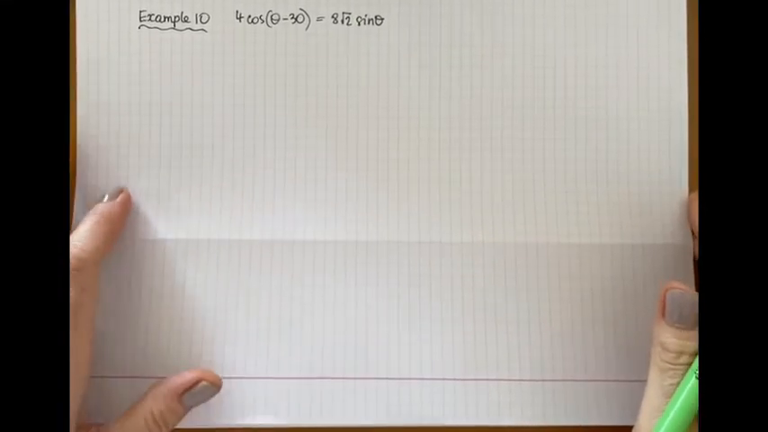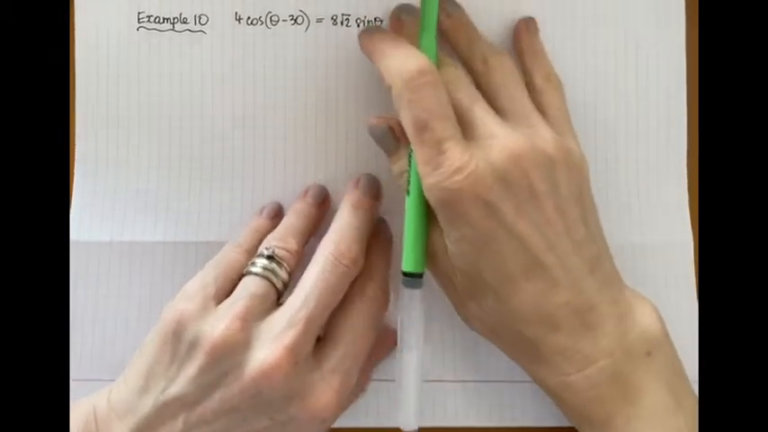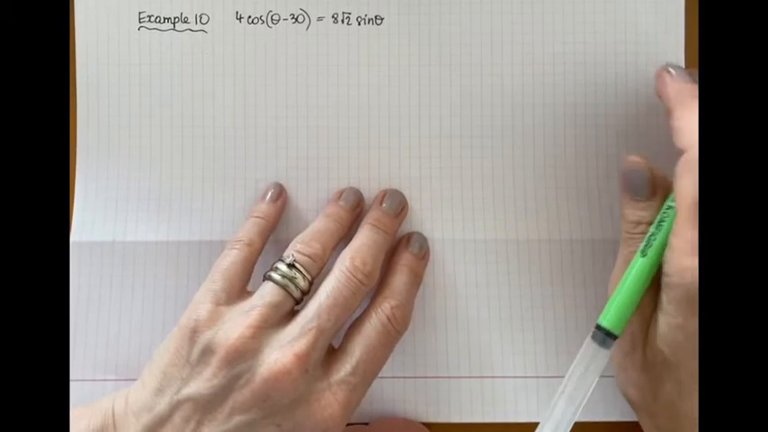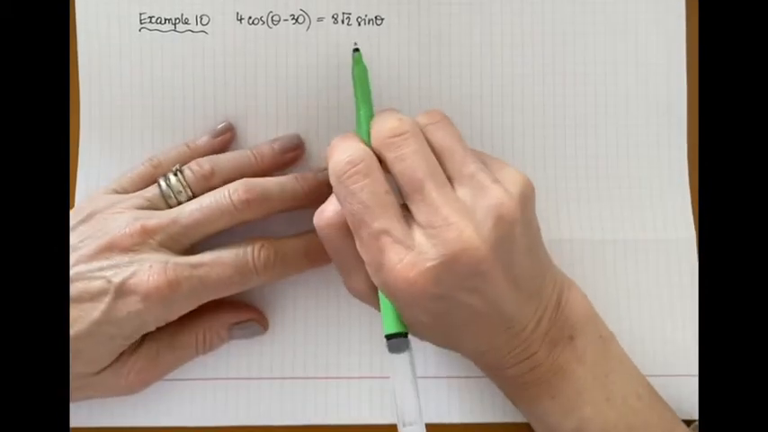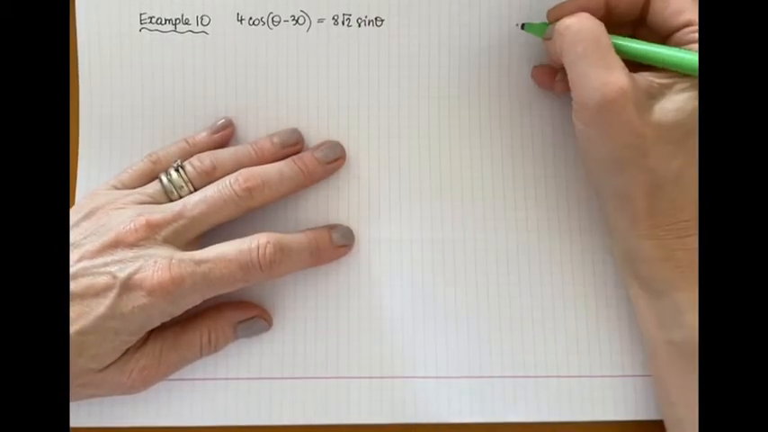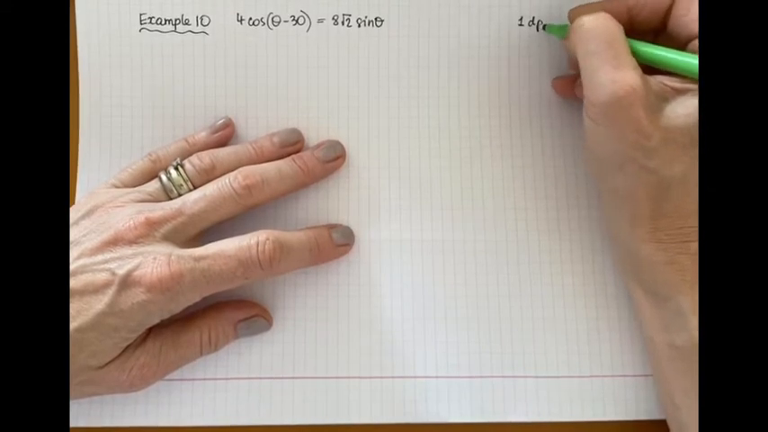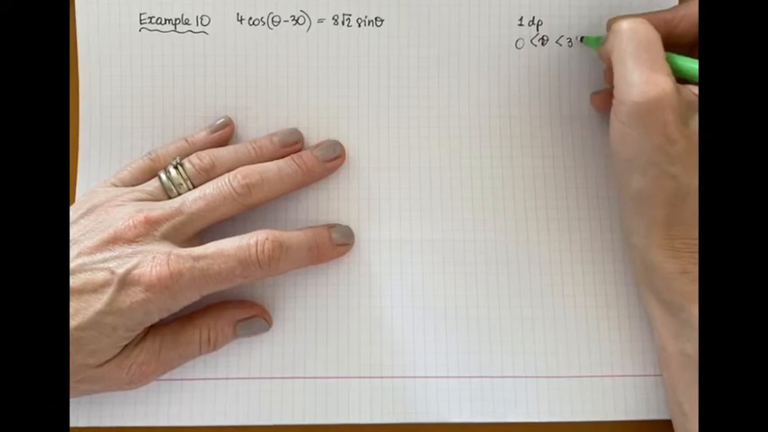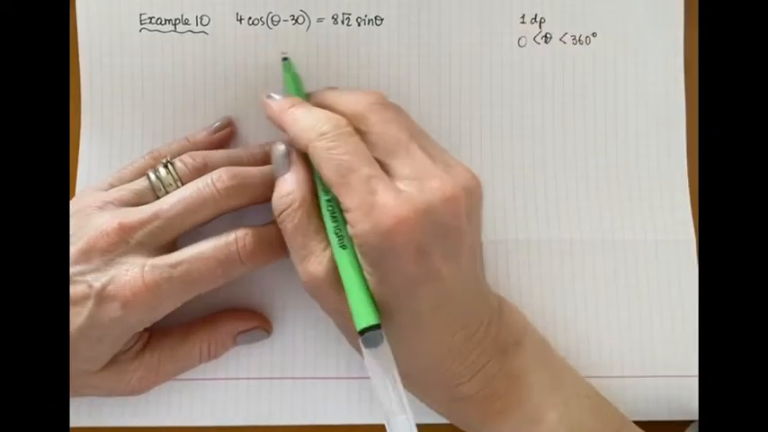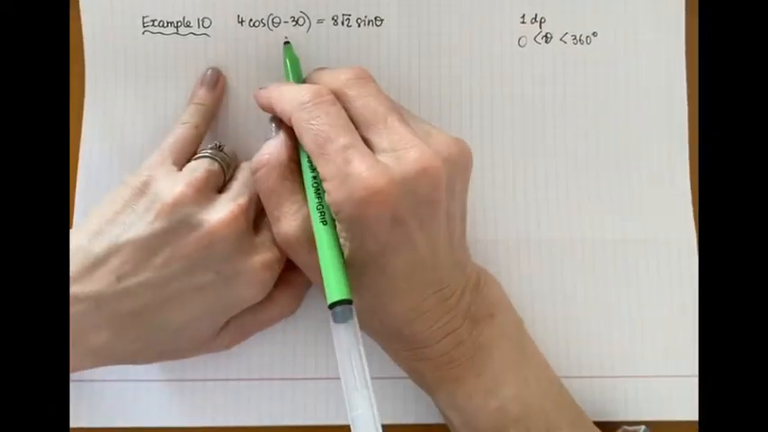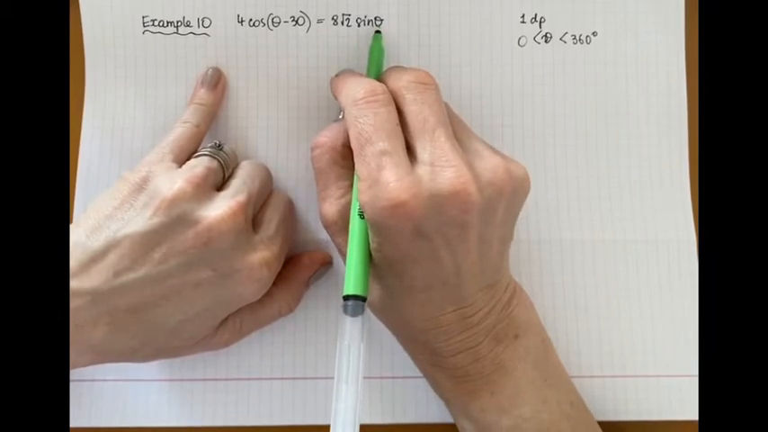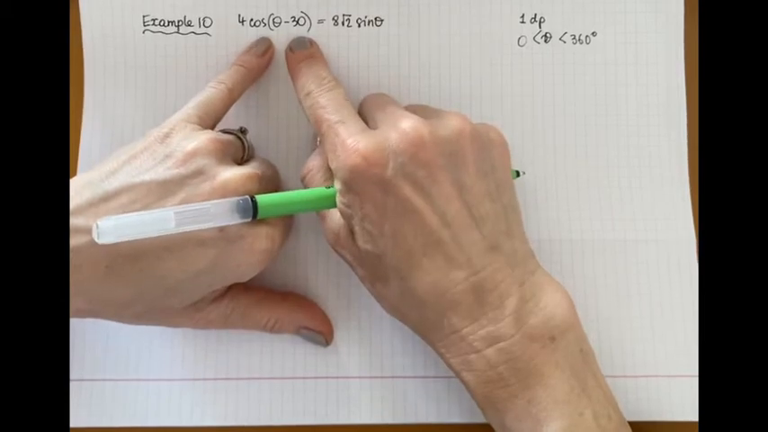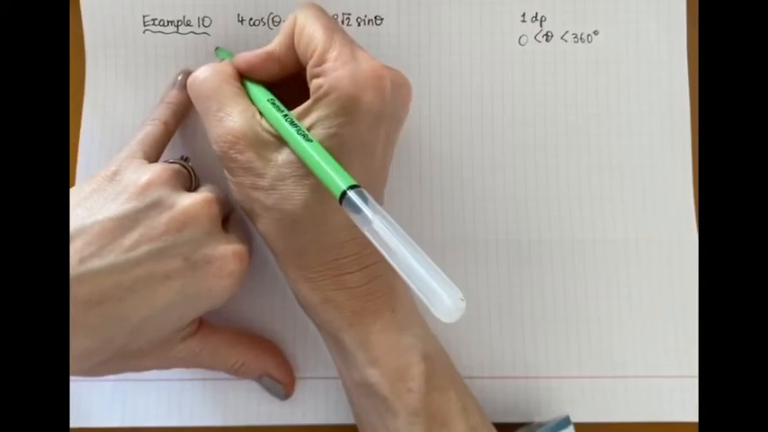Okay, example 10. So the next section, which is section 7.4, solving trig equations. I'm going to start with example 10. We're going to solve this equation to 1 decimal place, and theta is going to be between 0 and 360. So the first thing we're going to do is notice this is a single theta here, but here the angle is theta minus 30. So we've got no choice but to expand this left hand side.